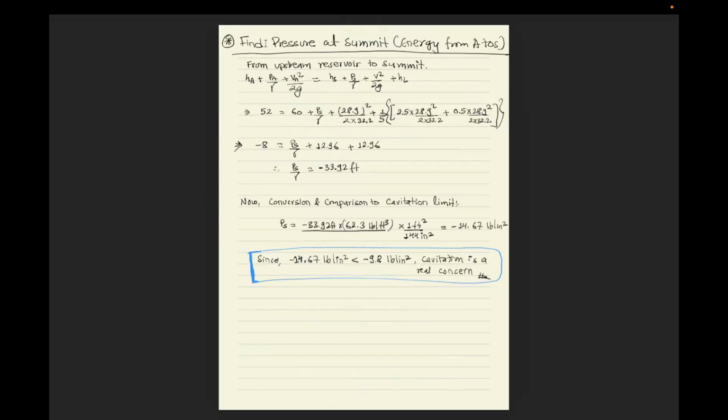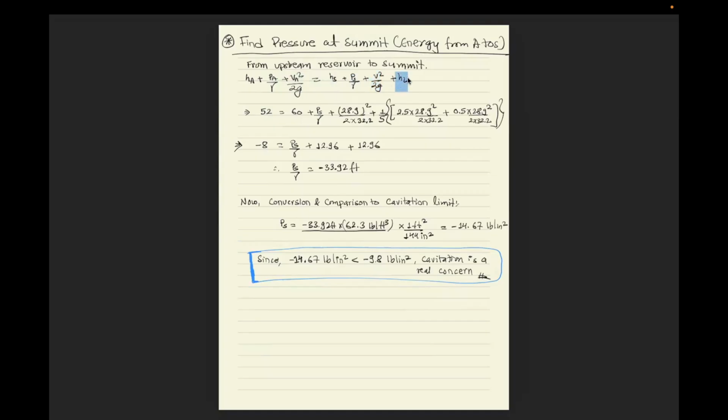So for finding the pressure at the summit, we can use again the energy equation from A to summit of siphon, which will be equal to this energy equation. So for HA, the head will be 52, whereas this PA will be 0, VA will be 0, HS is equal to 60, and we need to find this one. We know V square, and this is velocity head. We know the value of V, so we can compute that easily.